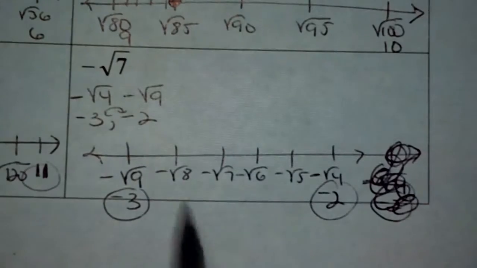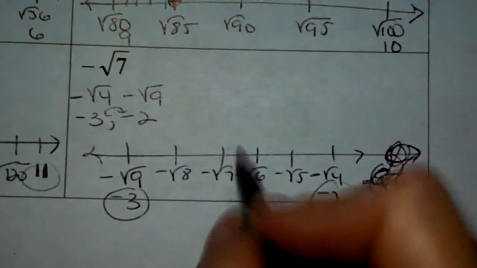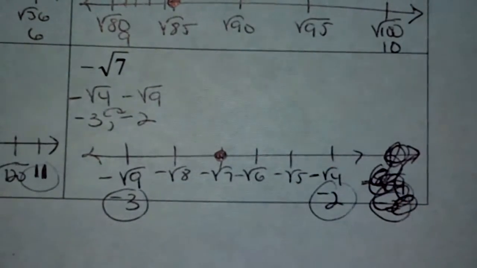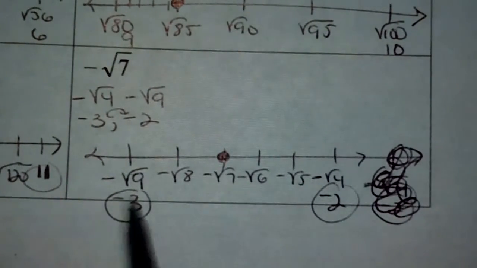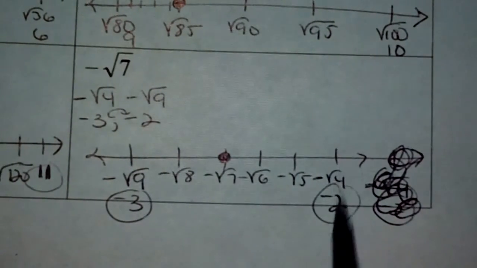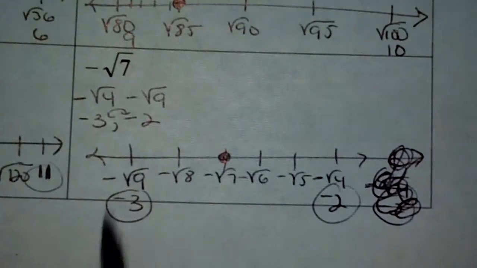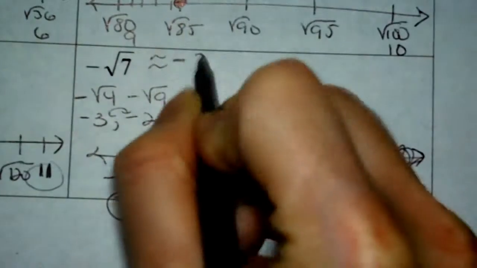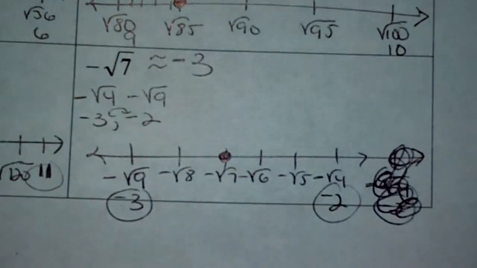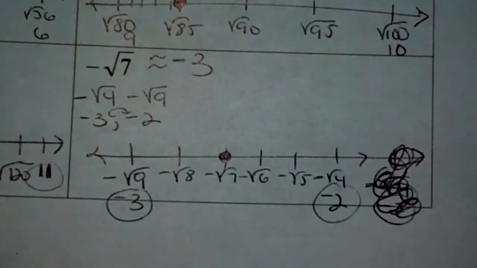Alright, so the opposite of the square root of 7 is right here. And then looking at this one, I see that it is 1, 2 away from the -3, and it's 1, 2, 3 away from the -2. So because it's only 2 away from the -3, I'm going to call this almost equal to -3. And again, we could give decimal approximations. That's not going to be our primary focus for today. We will talk about that in class some more, though, I promise.